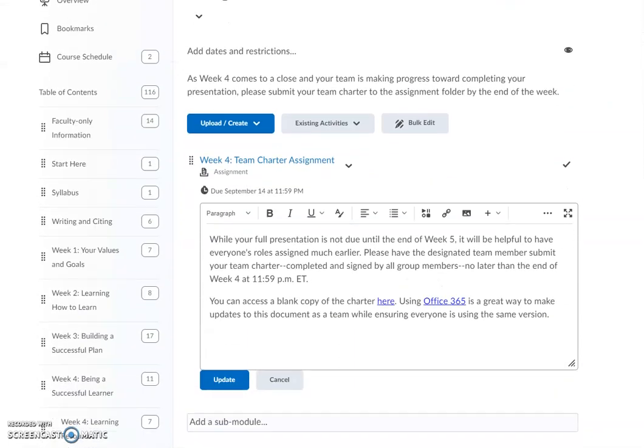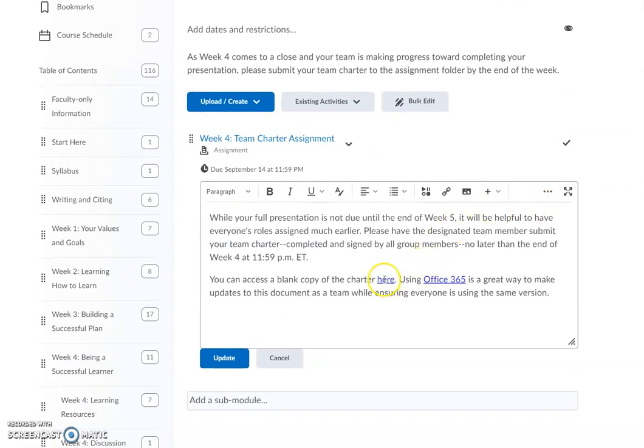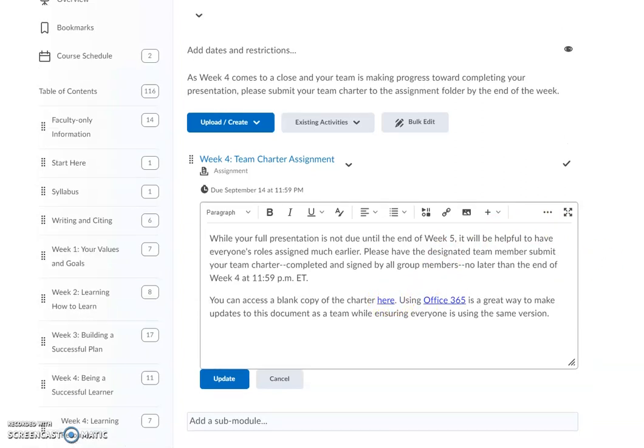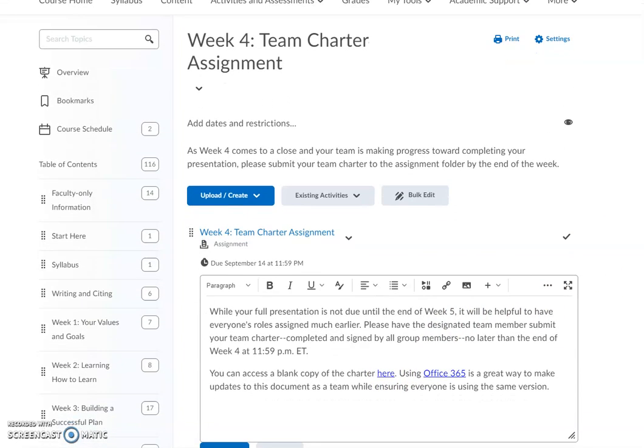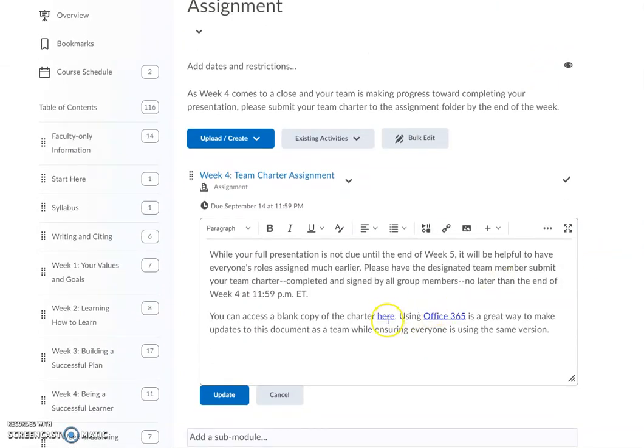You will find a blank copy of the team charter under the week number 4. Again, we're in the team charter assignment under week number 4 in Leo, and there is a link in here, right here, to the team charter.